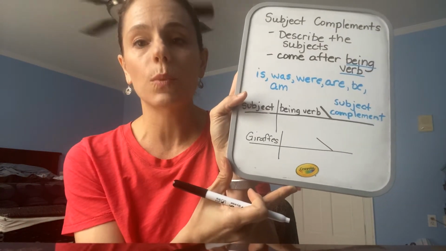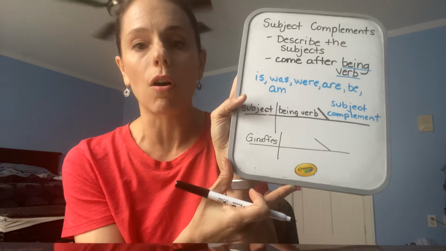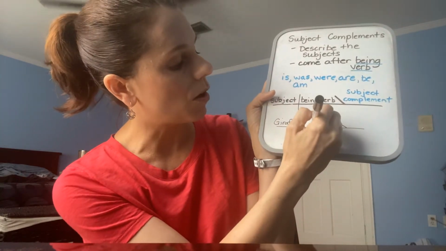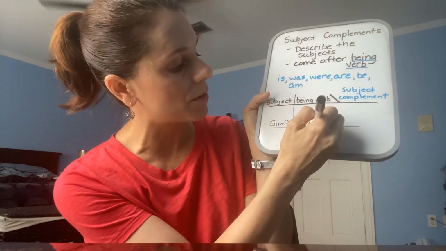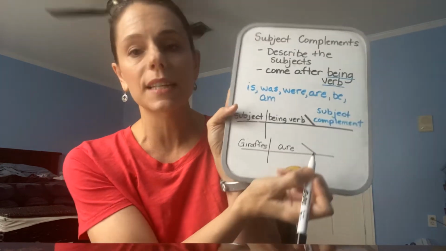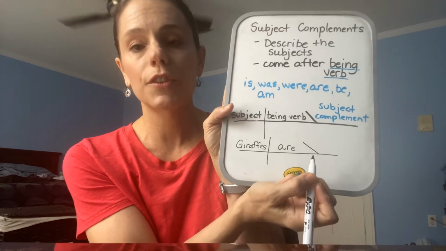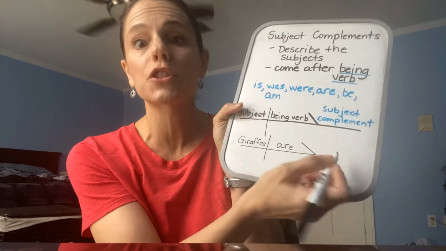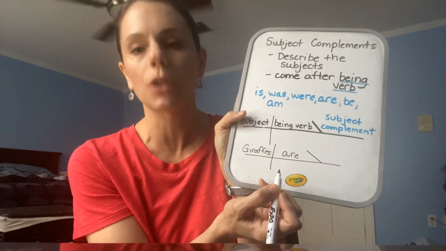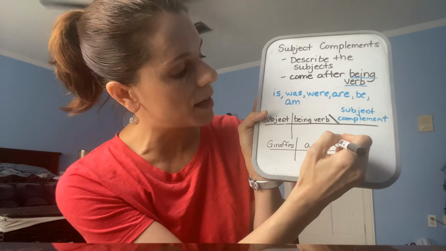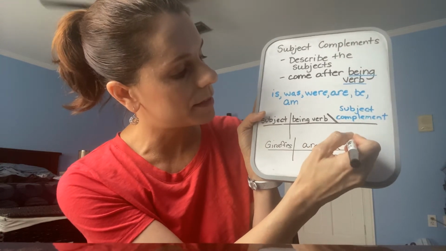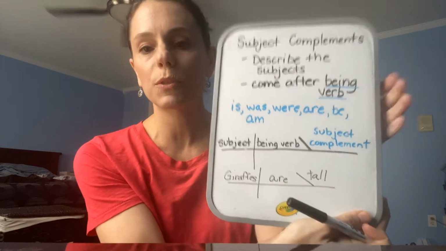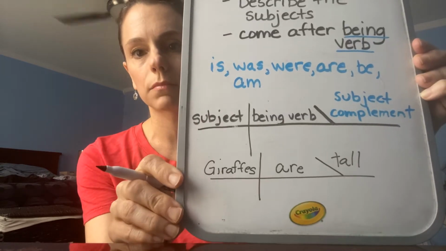What's the predicate? What's the being verb? Giraffes are tall. Are is your being verb. Now you've got your slanted part right there for your subject complement. What are giraffes? What word is describing the giraffes? Tall. So your subject complement is tall. That's what your sentences are going to look like.